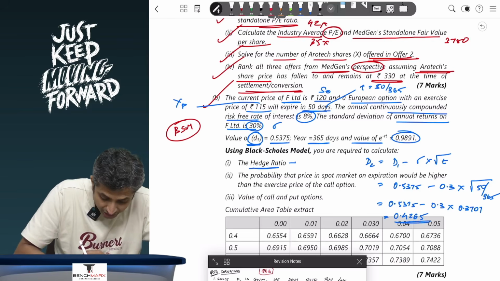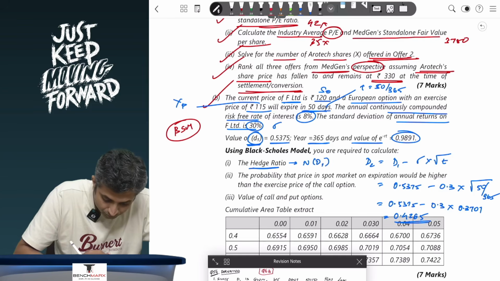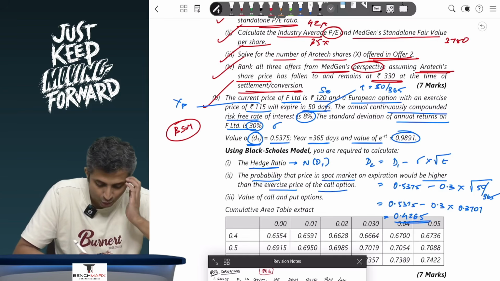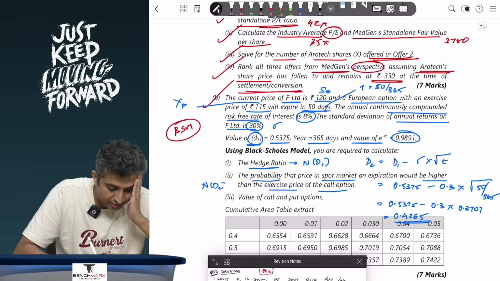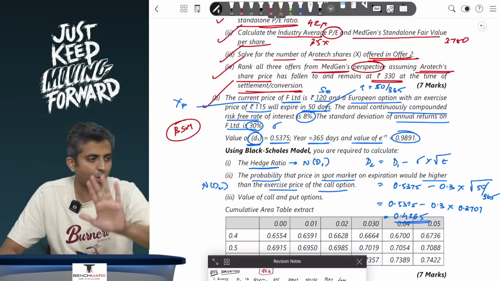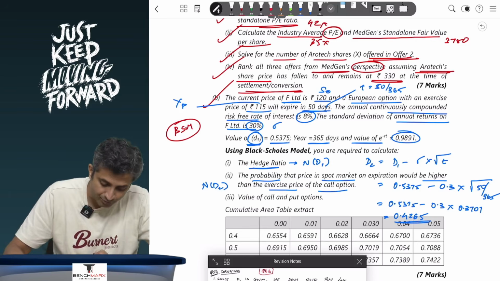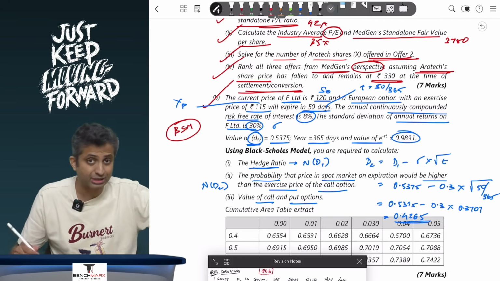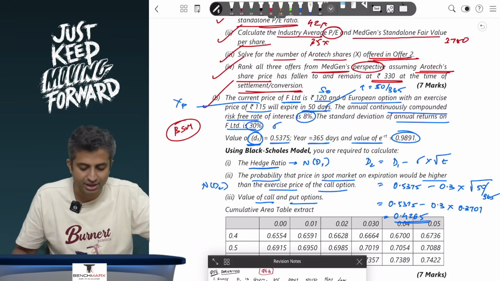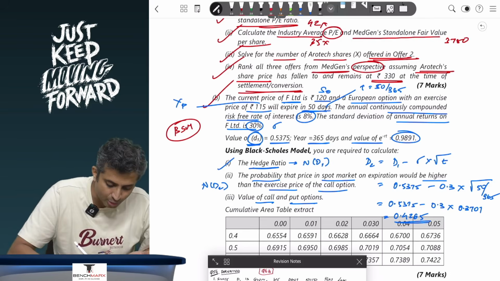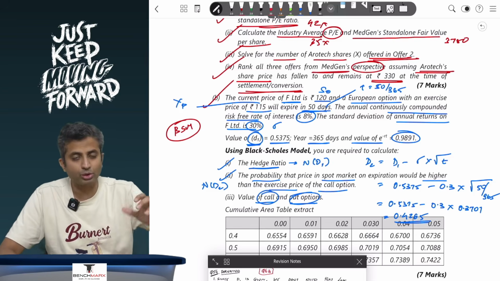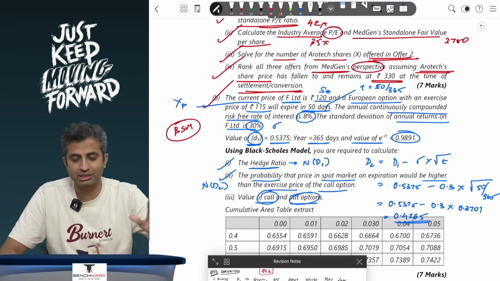Find the hedge ratio. Hedge ratio is nothing but ND1. The probability that the price in the spot market on expiration would be higher than the exercise price of the call option, this is ND2. This is the probability the spot price will be higher, that is, the option will be exercised. So this is called ND2. And value of call and put, well, if I can find ND1 and ND2, I have everything else. You have S, you have XP, you have e raised to RT. If I can find ND1 and ND2, which is required in the first 2 points, you can find the value of the call, and from the value of call using put-call parity, you can find the value of put, and that is the end of story.